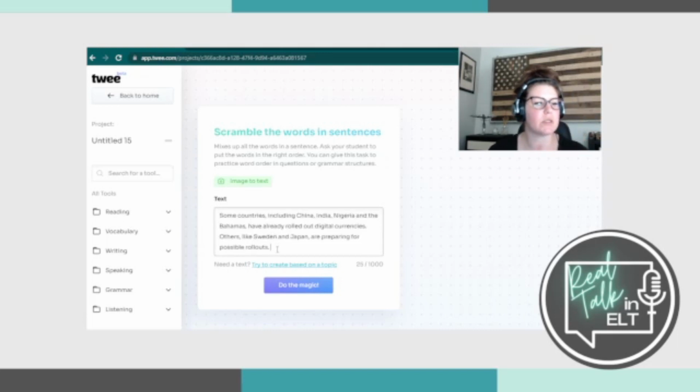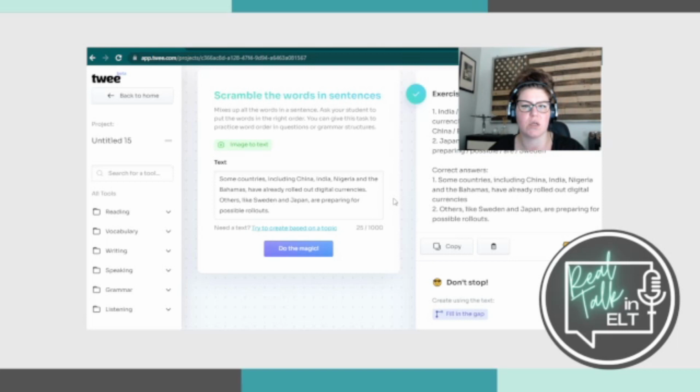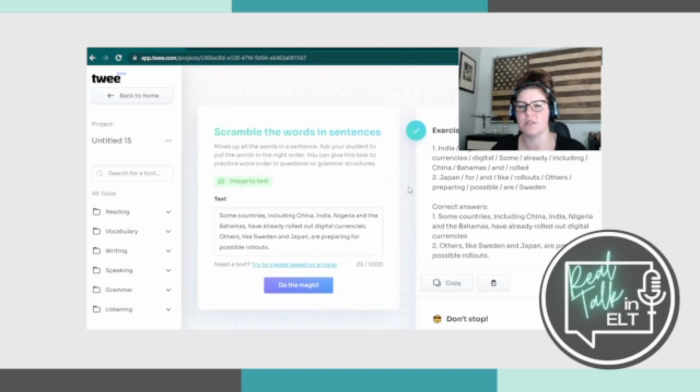But okay, anyways. All right, so I just put 2 sentences here to see what this looks like because I'm not really sure. Oh, okay. So what it does is it takes all the words from the sentence and divides them into individual words separated by a slash and then reorders them. So then people have to figure out the order.